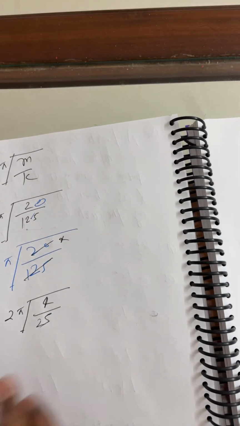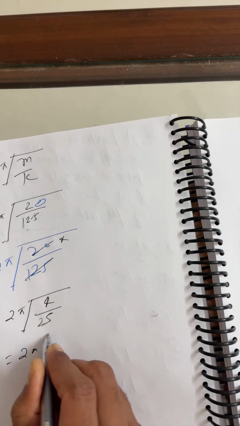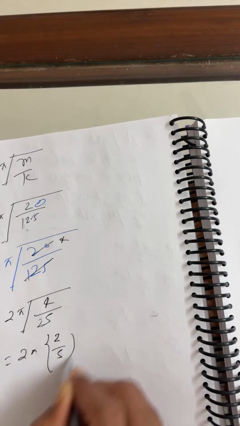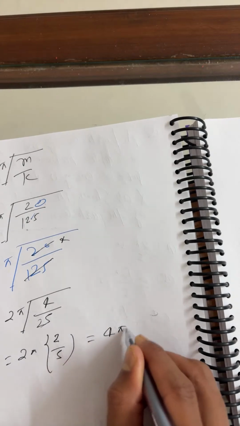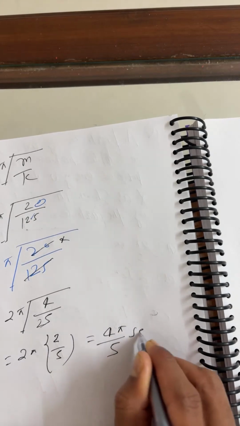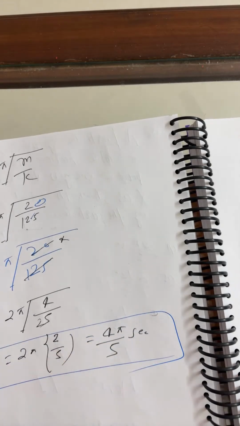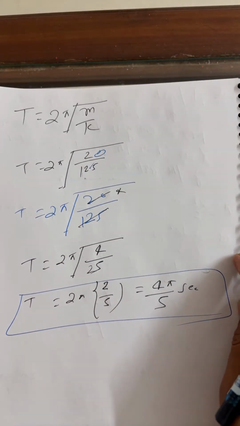Just be careful, we have to take the square root, right? So this is 2 pi times 2 by 5. So finally you will get 4 pi by 5 seconds. Very good. The time period you will get is 4 pi by 5.